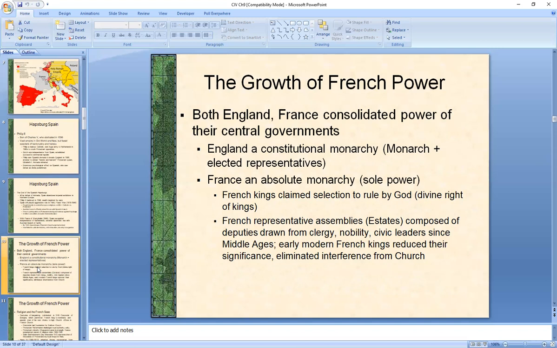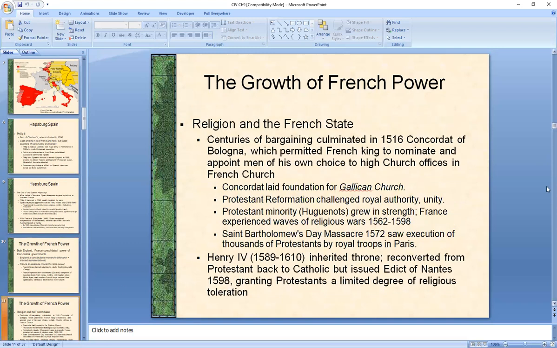French representative assemblies were called estates, and they were composed of deputies drawn from clergy, nobility, civic leaders, and this had been going on since the Middle Ages. But the early modern French kings started to reduce their significance and basically eliminated interference from them so that the French kings could rule absolutely. Also in France, Henry IV inherits the throne and reconverts from Protestant back to Catholic.